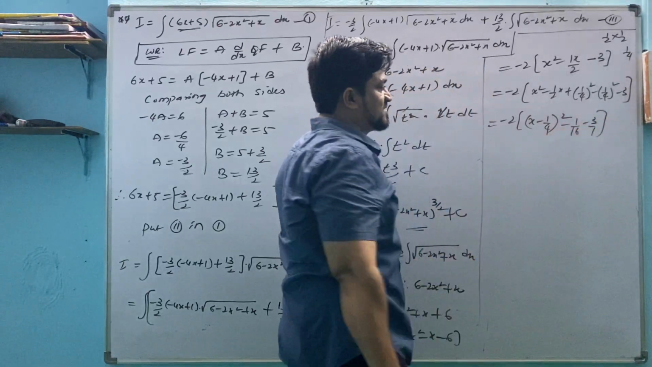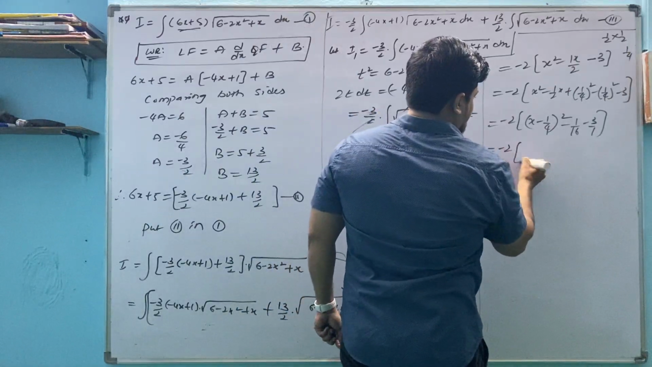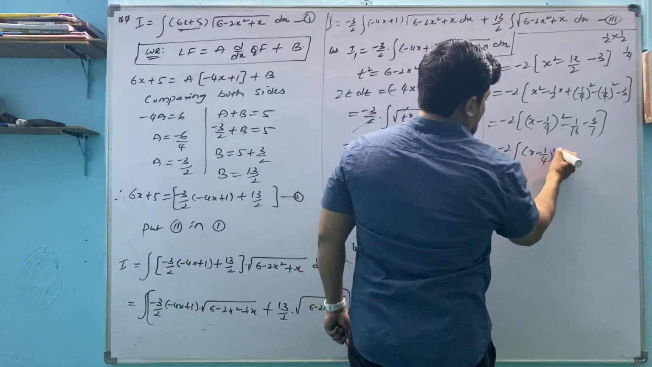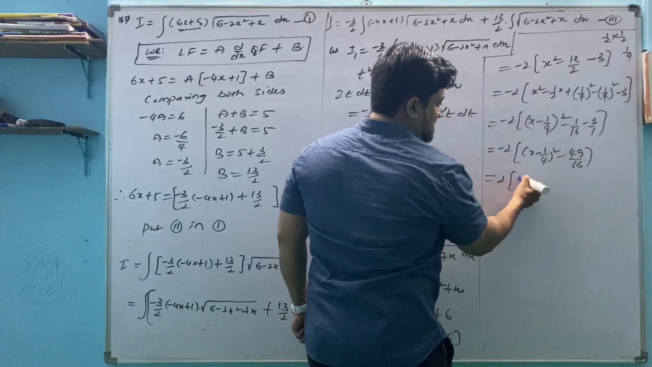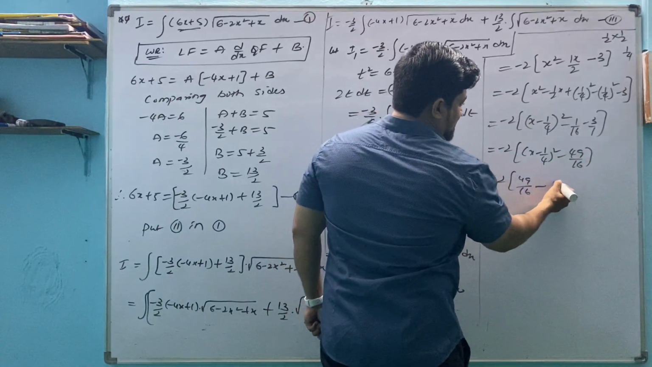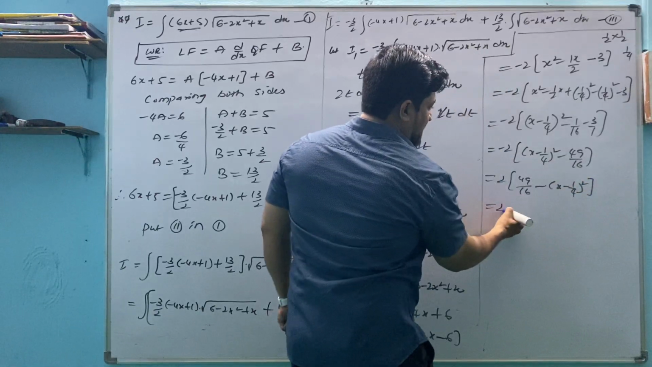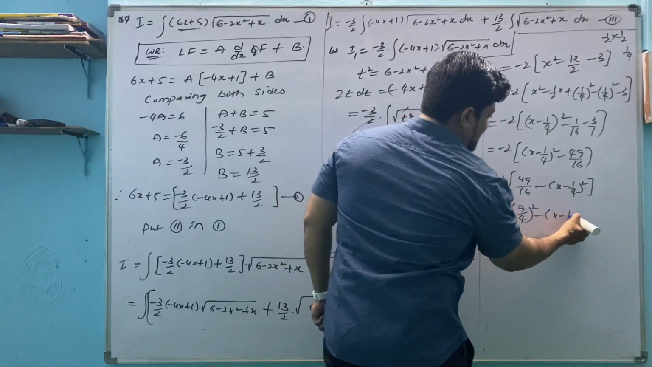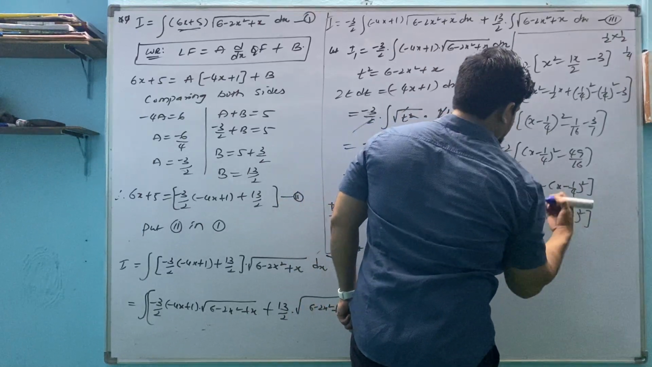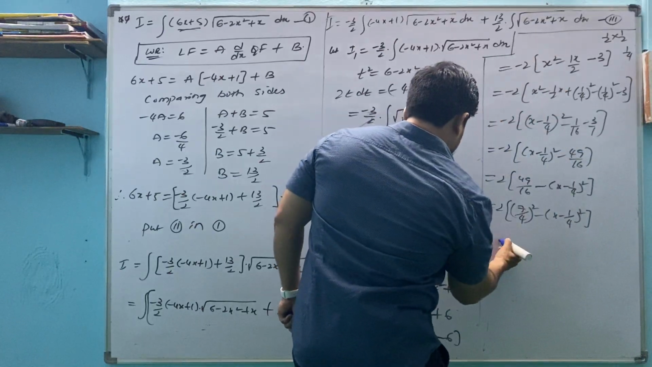So we will simplify this. 16 times 3 is 48, minus 1, 49 by 16. So this is x minus 1 by 4 whole square minus 49 by 16. Minus is there, so we write minus inside: 49 by 16 minus x minus 1 by 4 whole square. Now 49 by 16 can be written as 7 by 4 whole square minus x minus 1 by 4 whole square. So this is our equation. This is our I2 value.